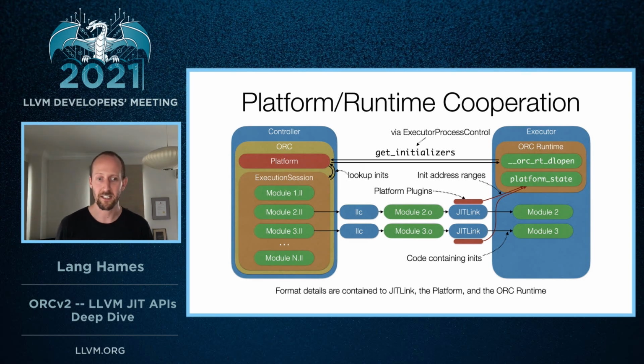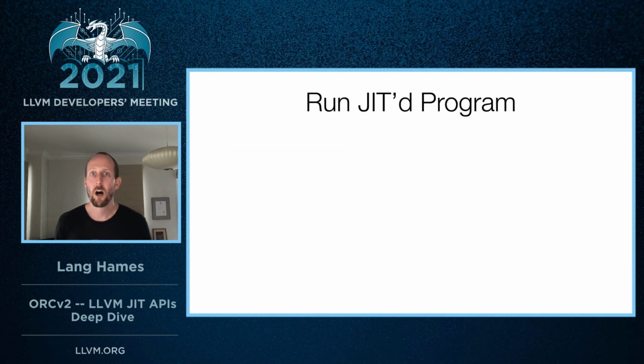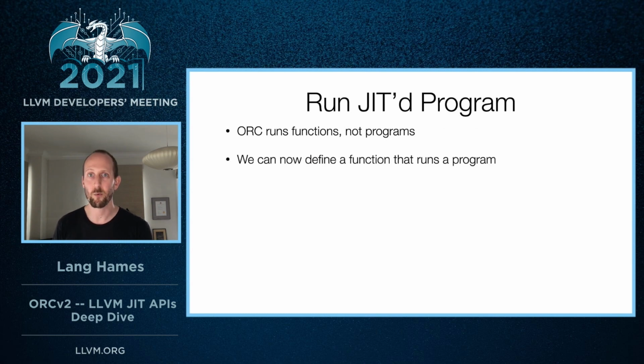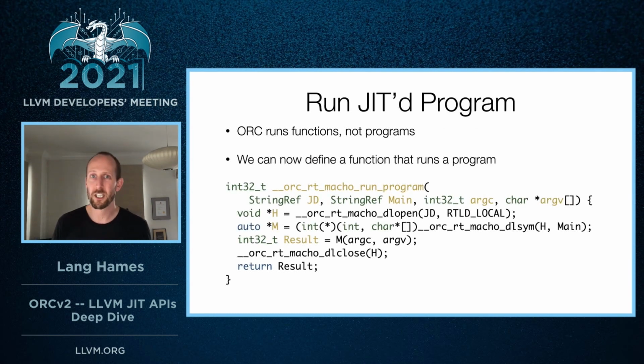So the nice thing here is the format details are contained to JITLink, the platform, and the ORC runtime. They don't pollute the rest of the ORC APIs. I mentioned we're building towards a run JIT'd program primitive. So now we can write it. ORC runs functions, not programs, as I mentioned, but we can now define a function that runs a program. And this is the function, and you may have played with something like this yourself if you've ever used the DL open APIs. Running a program is just going to be a JIT'd DL open of the dylib containing the main function, and then we DL sym the main function to get its address, call it on the given arguments, and then DL close the main function.